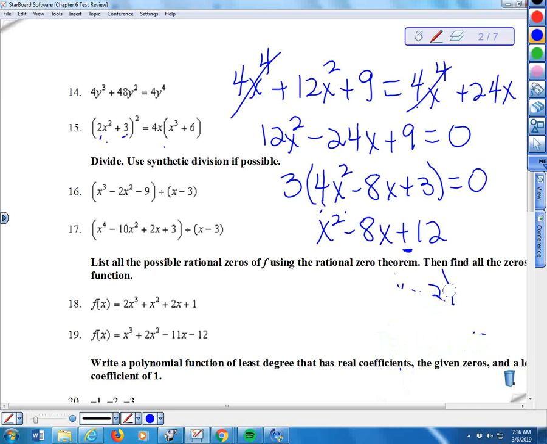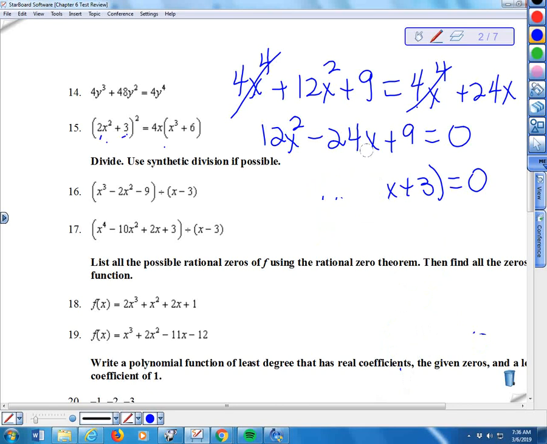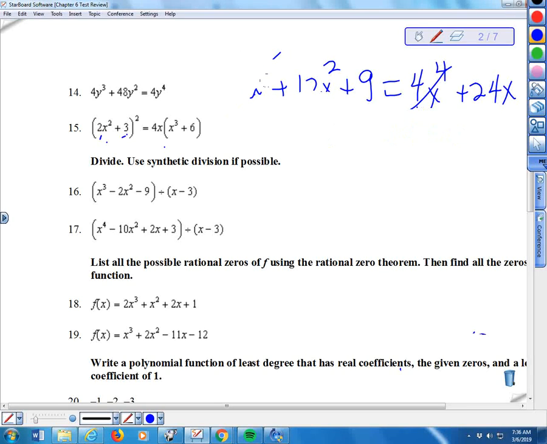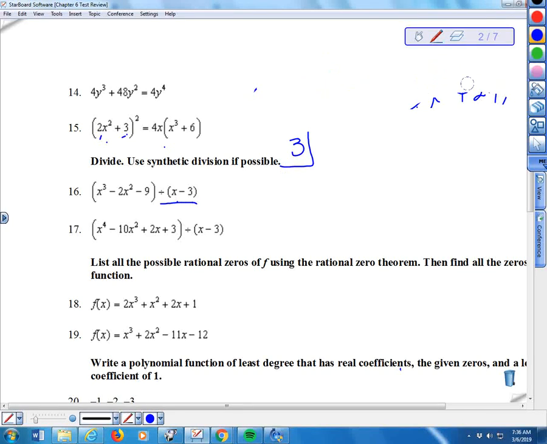All right. Use synthetic division if possible. So it's definitely possible here. Remember, if they give you a factor, the number you're going to use is 3, not negative 3. And I'm going to divide it into 1, negative 2, 0 as a placeholder for the x, and negative 9.